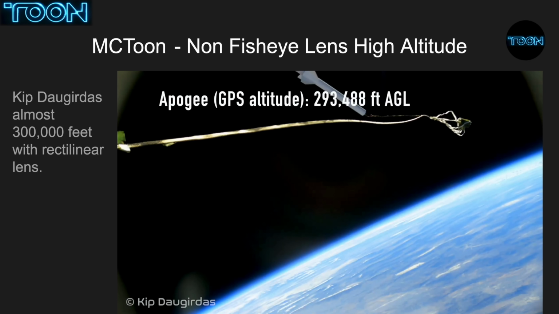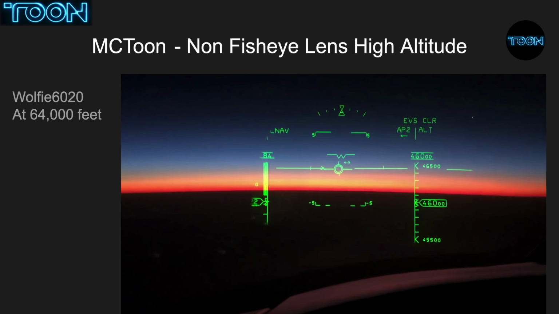So there are non-fisheye lenses, barrel distorting lenses that people have done. This is from Kip Dauergertis at almost 300,000 feet. And you'll see below the center of frame. Remember I mentioned earlier, below the center of frame, it curves the opposite direction. And it's still below the center of frame and you still see the curve. Here's from Wolfie 6020. He's a pilot, a private pilot at 64,000 feet. There's a curve. They'll say it's a fisheye lens, it's an iPhone. Well, he has pictures of it above the center, below the center, still curved.